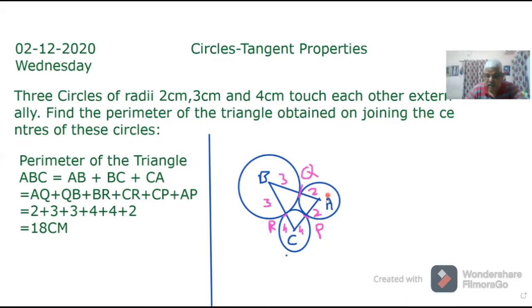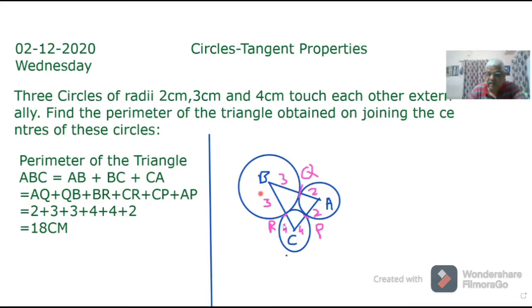So here, the first circle, second and third circle are given. For one circle I considered AQ as 2, therefore AP also becomes 2 because they are radii of the same circle. In the same way, BQ I have taken as 3, so BR is also 3. In the same way, CR is 4, so CP is also 4 centimeter.